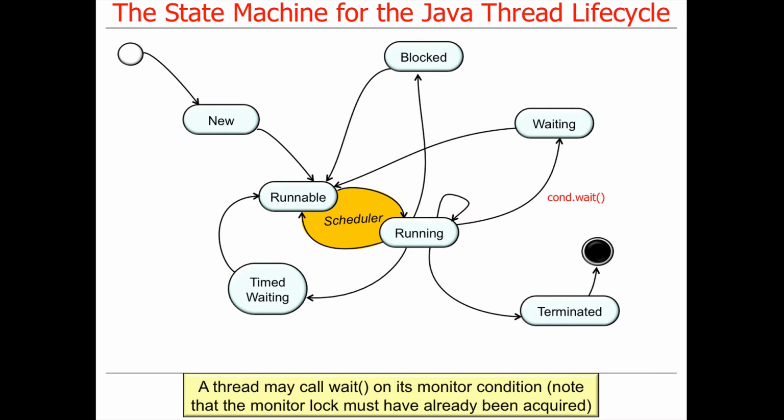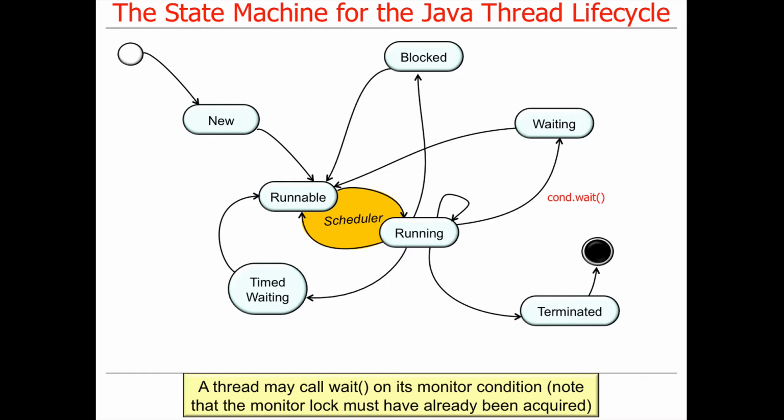At this point, let's assume that the run hook method or some method called by the run hook method will end up calling wait on the monitor object. So it'll use the monitor condition to call wait. Note, of course, that the monitor lock must have first been acquired in order to call the wait method, otherwise you'll get an invalid state exception.